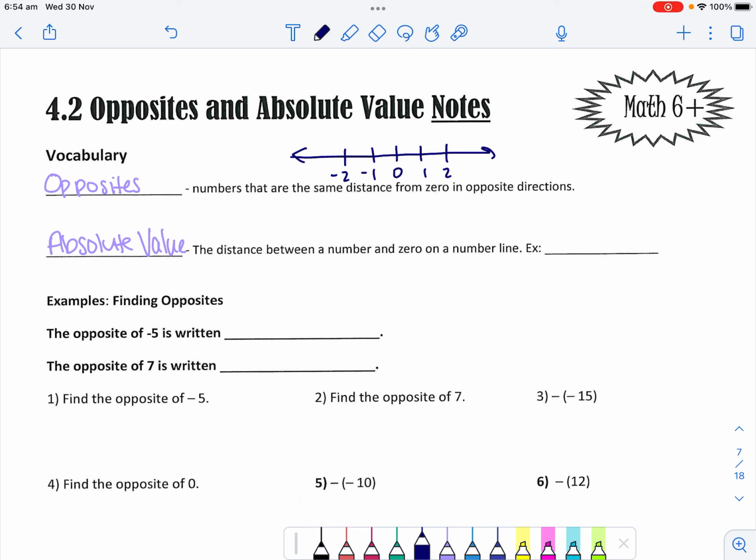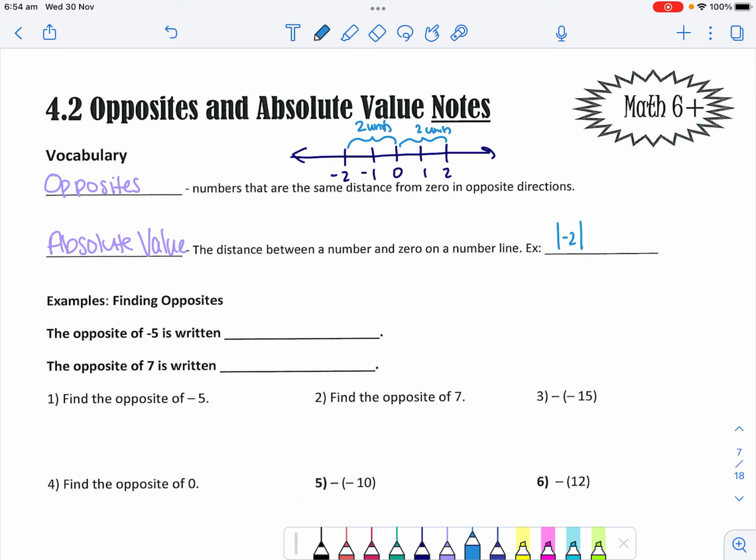So, for example, up on my number line, this is 2 units away from zero. This is also 2 units away from zero because distance cannot be negative. So when I'm counting a number's distance from zero, I have to count that in positive units. The way we notate that is we use these nice long absolute value bars, and the value that we want to find the absolute value of goes in between those bars.